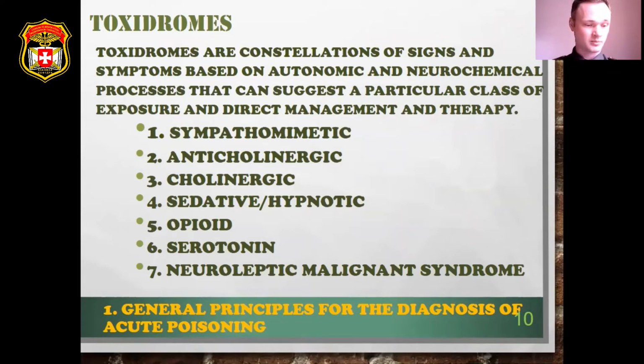Let's speak about some issues about toxidromes. It is a very important part of toxicology. Toxidromes are constellations of signs and symptoms based on autonomic and neurochemical processes that can suggest a particular class of exposure and direct management and therapy. The five traditionally described entities include the sympathomimetic, anticholinergic, cholinergic, sedative or hypnotic, and opioid toxidromes. In addition, serotonin syndrome and neuroleptic malignant syndrome will be described in this lecture.